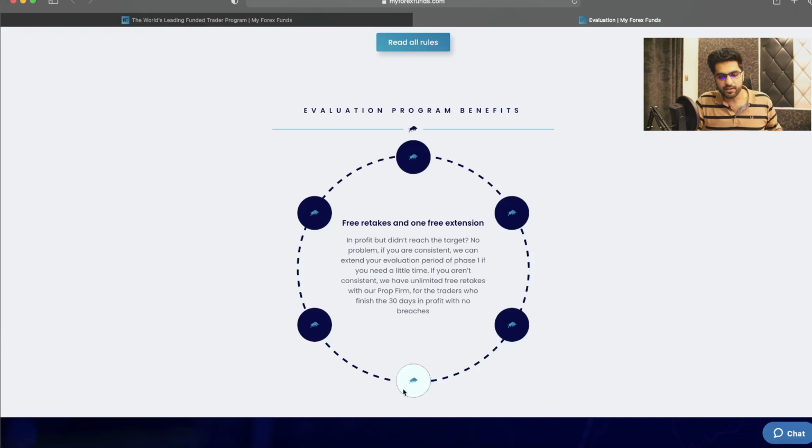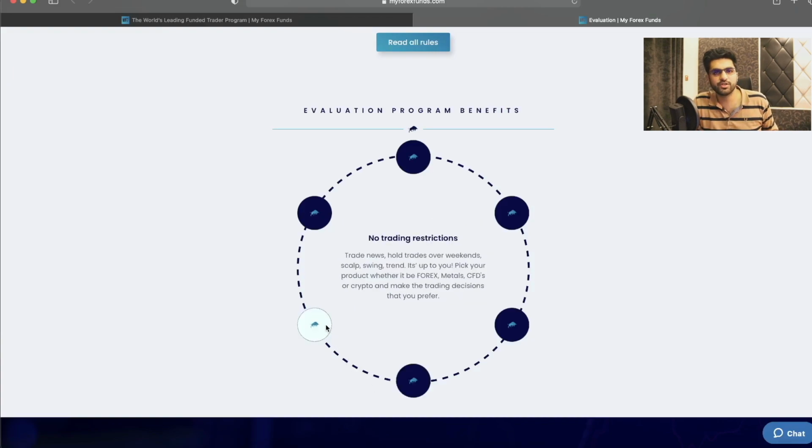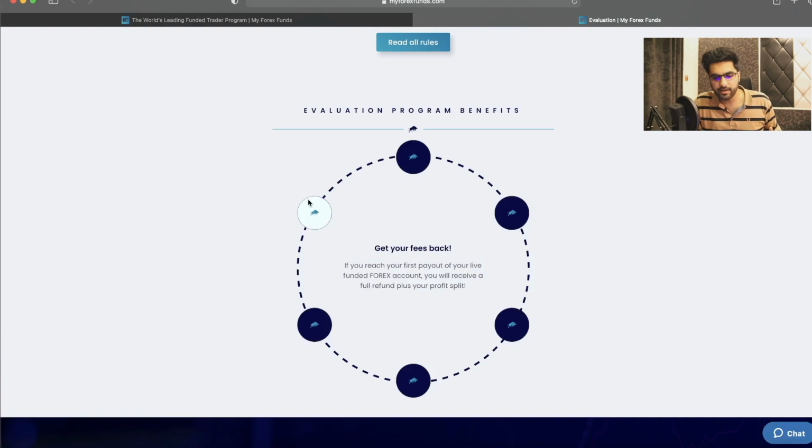from My Forex Funds. Then there is a benefit that there is no trading restriction, as we have discussed earlier. And once we complete phase 1 and phase 2 and we get a funded account, once we make profit on that funded account, with our first profit split we will be given our fee back. So it's also a very great thing.